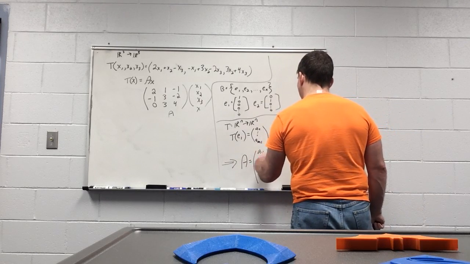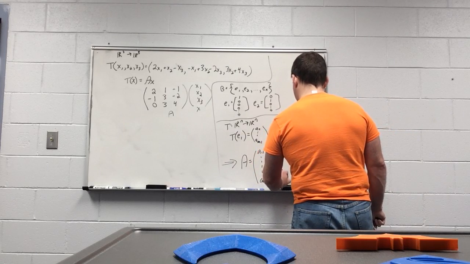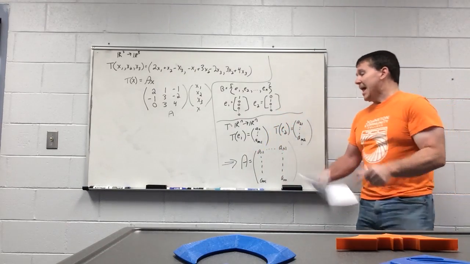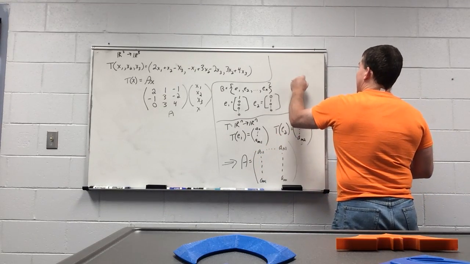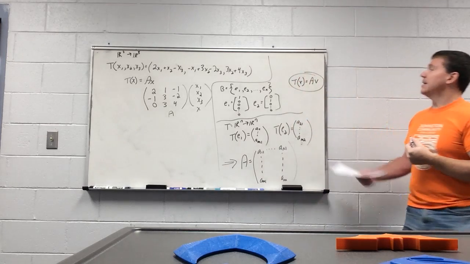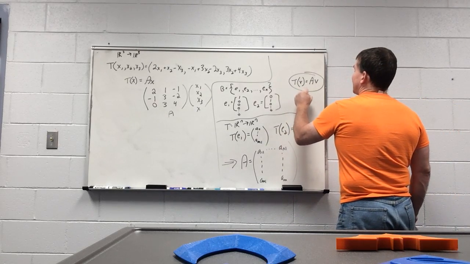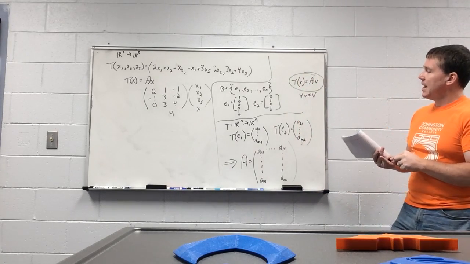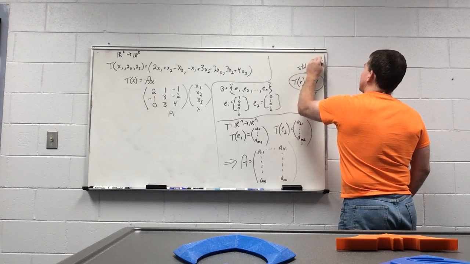A11 out to AN1, AM1 out to ANN. And now I can just define this A as T of V equals AV for all vectors in my vector space, for all V in V. And we call this the standard matrix.